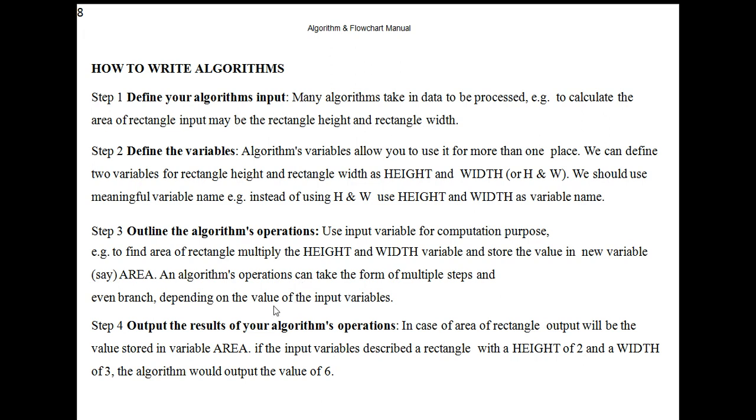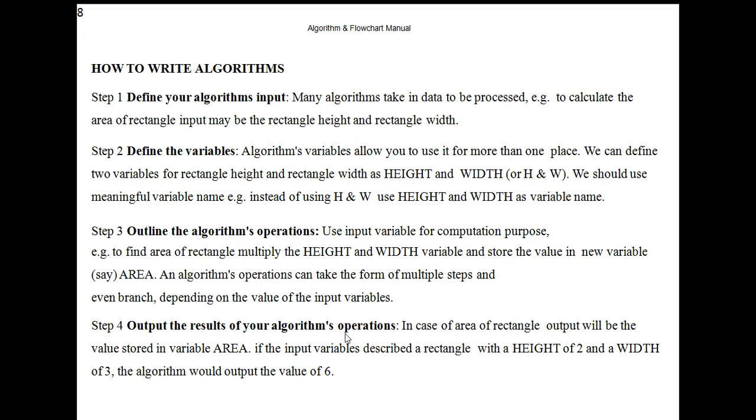And then the fourth step: output the results of your algorithm's operation. In the case of the area of a rectangle, the output will be the value stored in the variable area. If the input variables describe a rectangle with a height of 2 and a width of 3, the algorithm would output the value of 6.